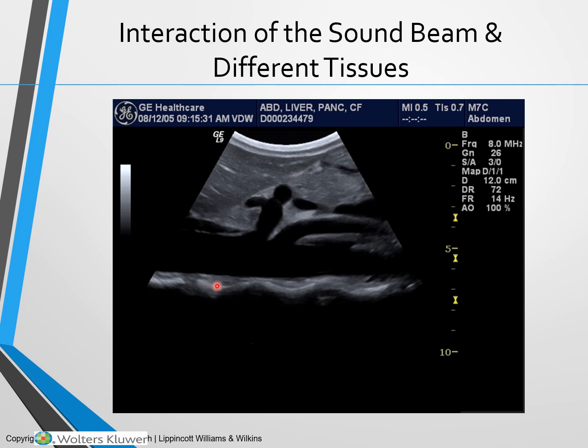We also have the spine here posterior, and then it's completely black posterior to that. This is because the spine is absorbing all of the sound and it is not reflecting back to the transducer.